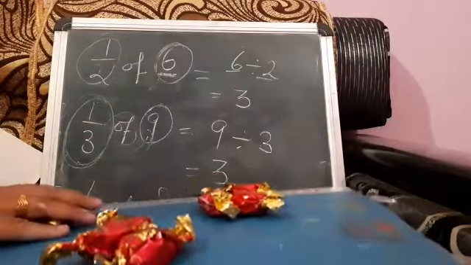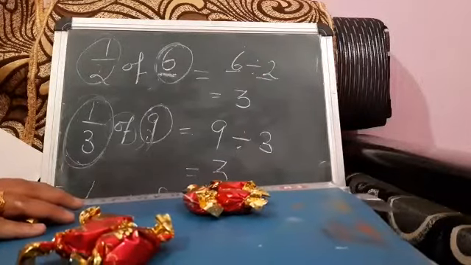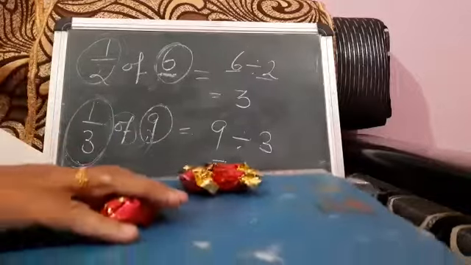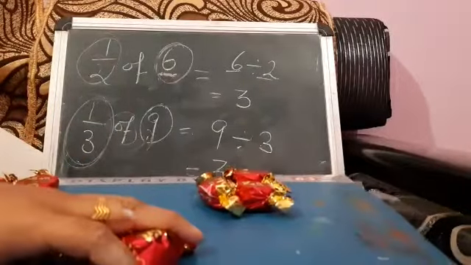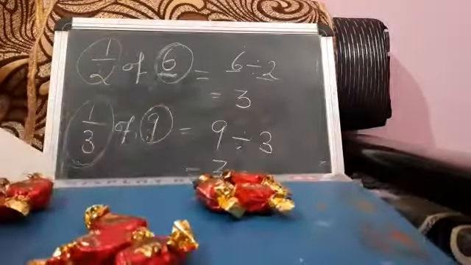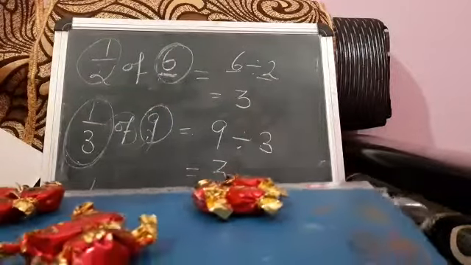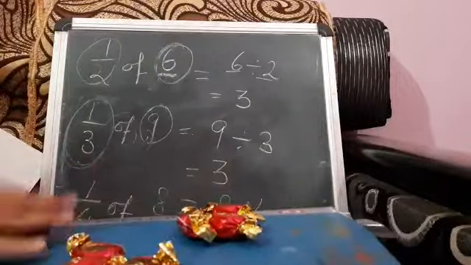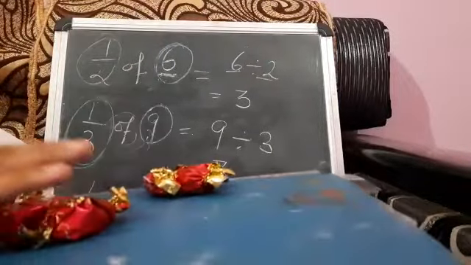Okay, देखो, अगर मैं ये पार्ट लेती हूँ, this is called a unit fraction. I am taking one part out of 3 parts. Similarly, this is also one part out of 3 parts. Similarly, this is also one part out of 3 parts. Okay, so in this way you can find out the unit fraction of a number.